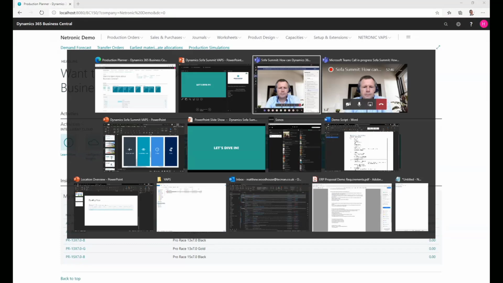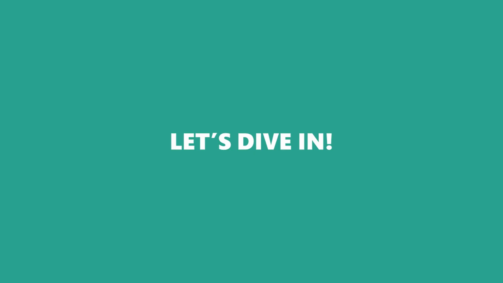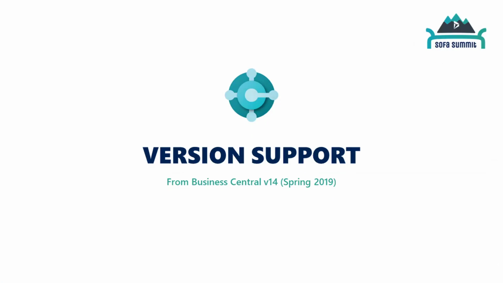Okay, so that's the kind of key look and feel of the visual planner. The aim is to keep it straightforward and to not over complicate any processes for the user in terms of planning. In terms of version support, the Visual Advanced Production Scheduler is from Business Central version 14 onwards. If you have a version before that, there is the Visual Production Scheduler, which has some of those features, but not everything. And I'll come on to that in a bit.